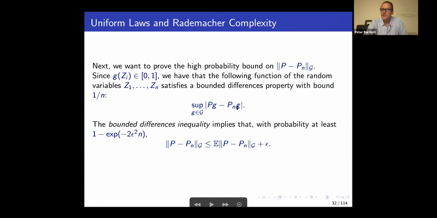So why in our case do we get the change of just 1 over n? Because our functions g take values in the interval 0, 1. So if we change any one of those z_i's, all we can do is have this average change by 1 over n. And we're taking absolute value, we're maximizing over g, but this is true for every g. So that thing can only change by 1 over n when we change one of the z_i's, which gives us this very tight concentration of these deviations.